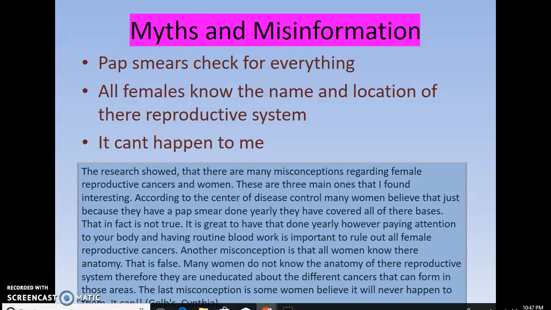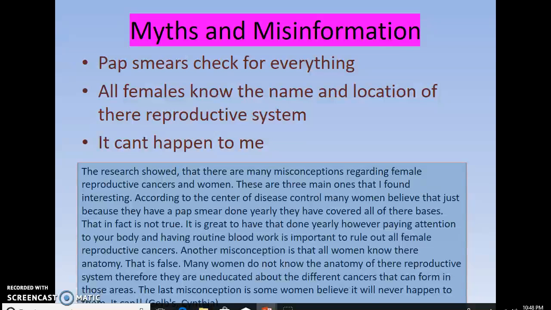Another misconception is that all women know their anatomy. This is definitely false. The research from the Center for Disease Control actually said that many women do not know the anatomy of their reproductive system. Therefore, they are uneducated about the different cancers that can form in those areas. Being uneducated about the parts of your body can lead to just not knowing, which can also lead to ignoring signs because they just don't know.